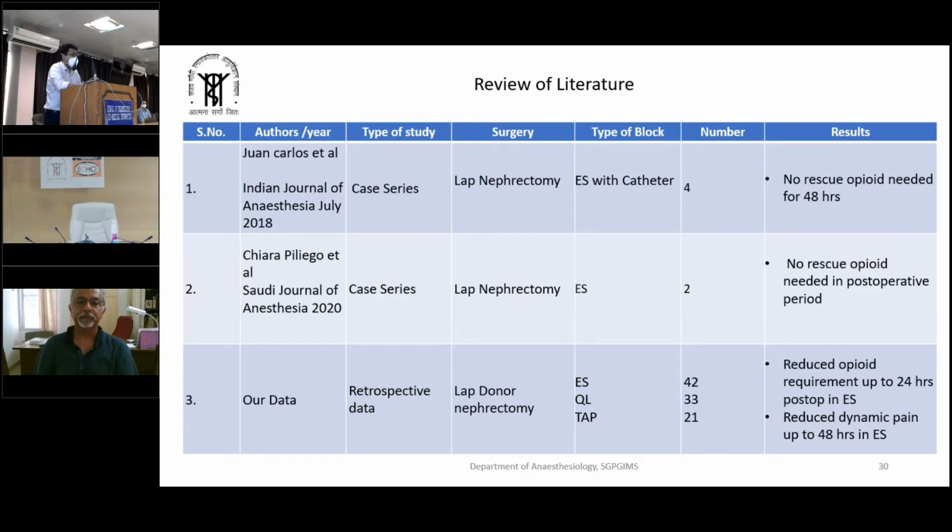Another case series published in the Saudi Journal of Anaesthesia gave a single shot erector spinae block in patients of laparoscopic nephrectomy, and no rescue opioid was needed in the postoperative period. Compared to all this literature, our retrospective data shows that in the erector spinae group there is reduced opioid requirement up to 24 hours, and there is reduced dynamic pain up to 48 hours.